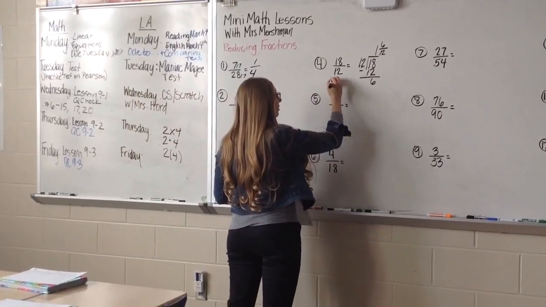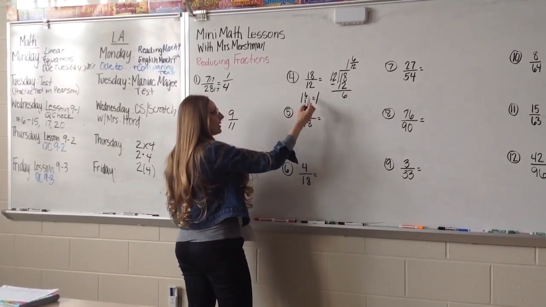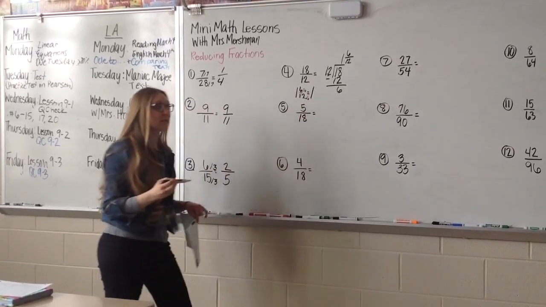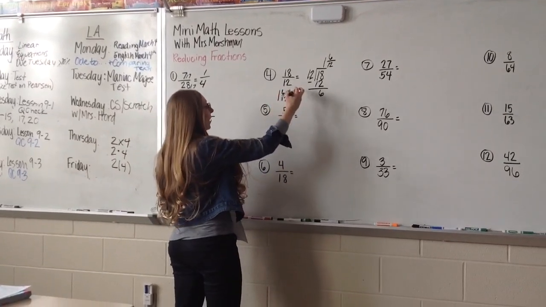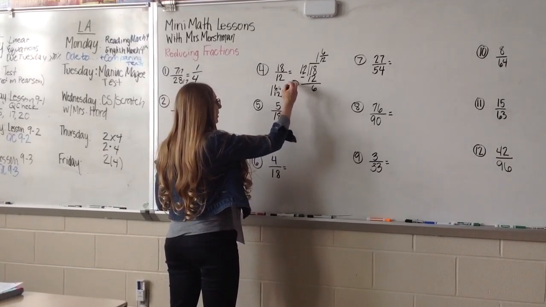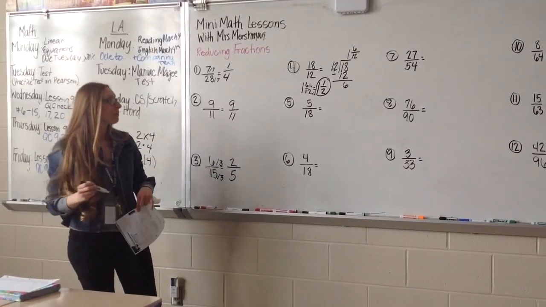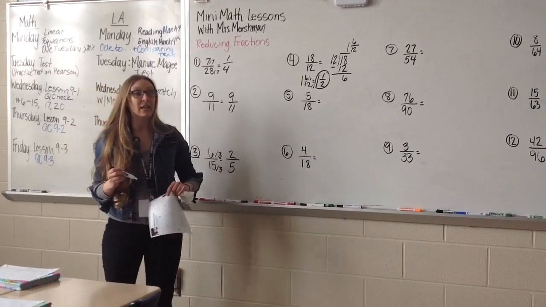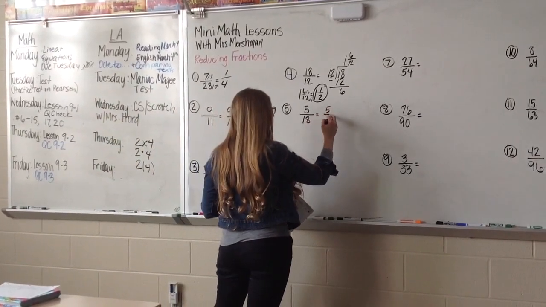If I try to reduce that, my 1 stays the same, and I take 6 and divide it by 6, and I take 12 and divide it by 6. 6, again, is the greatest common factor. 6 divided by 6 is 1, 12 divided by 6 is 2. So I get a simplified answer of 1 and 1/2. Moving on to number 5, I have 5/18. 5 and 18 do not share any common factors, so 5/18 is already simplified.